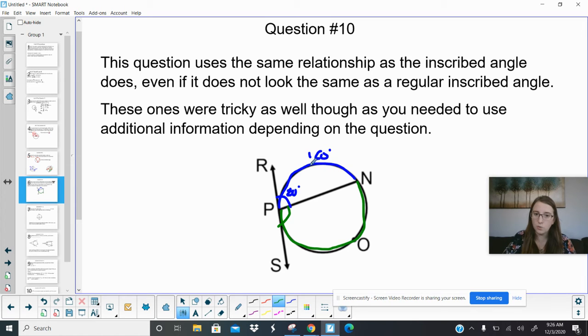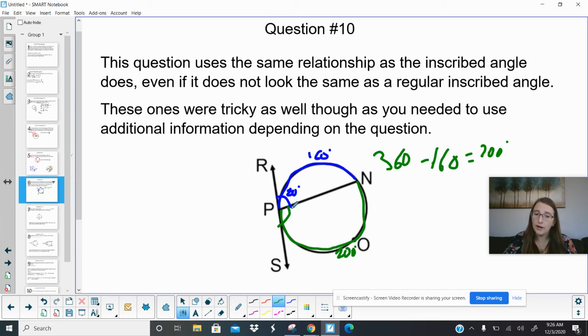I know that this is 160 and the green arc is the rest of the circle. So how could we figure out how much is in the rest of the circle? Well, a whole circle is 360 and this arc is taking up 160. So that green arc would be 200 degrees.